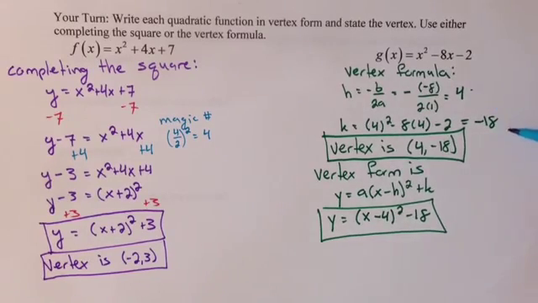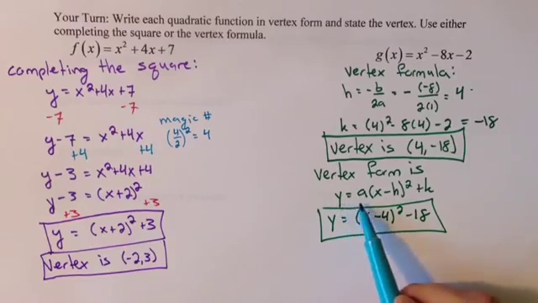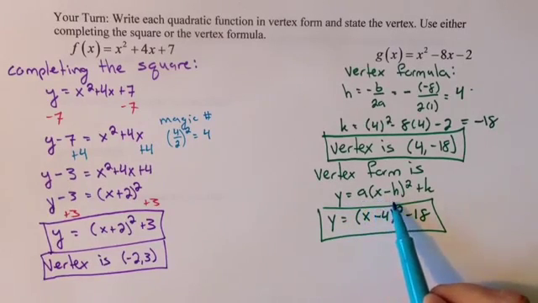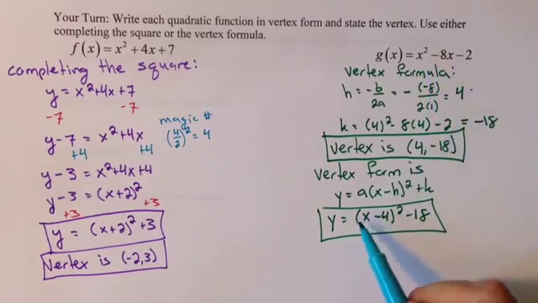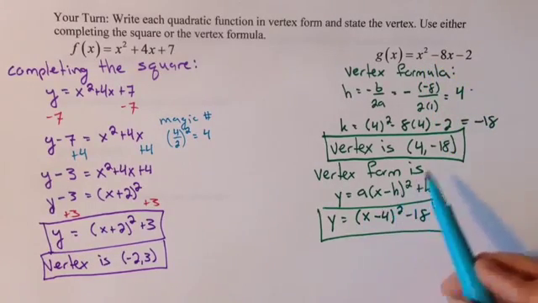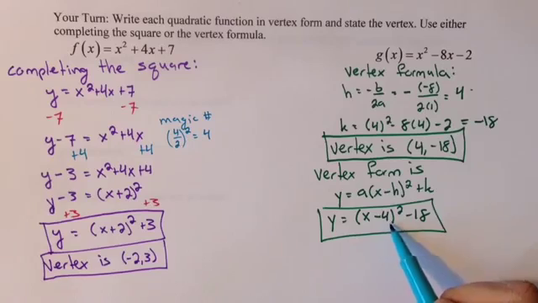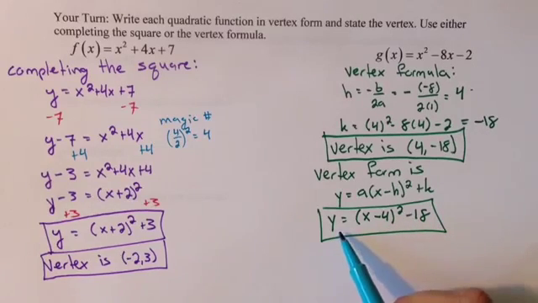Now I can take that information and plug it into the vertex form. Vertex form is always a times x minus h squared plus k. Now my a value was 1, so I don't really need to write anything there. My h was 4, and my k was negative 18. So the vertex form is y equals x minus 4 squared minus 18.